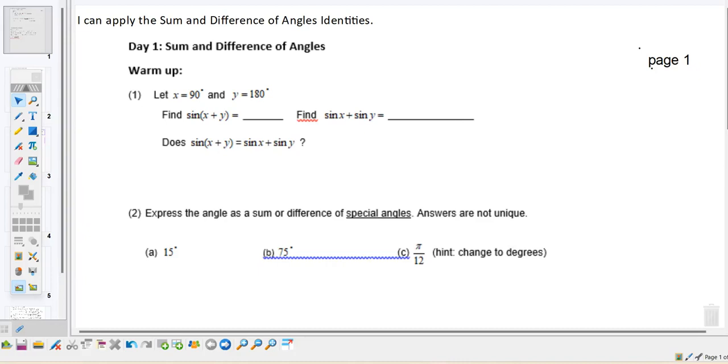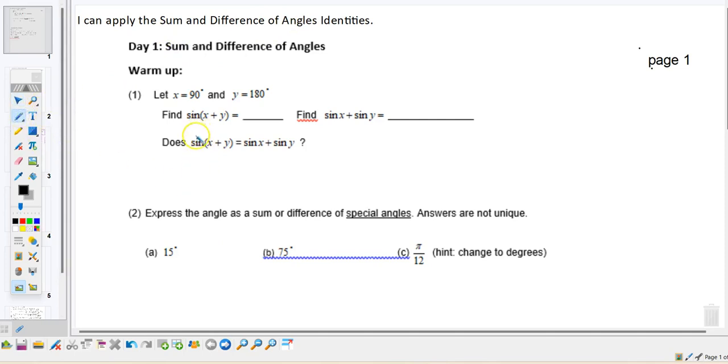This is a video for day 1 of our second part of Unit 3, Topic 3, Pre-Calculus, and we're going to learn some new identities today. You can see by the title here, it is the sum and difference of angles identities.